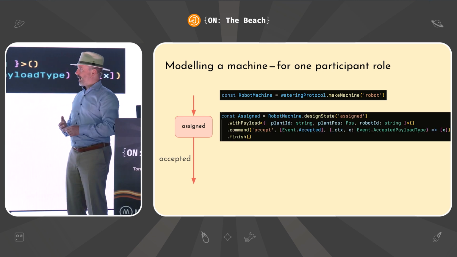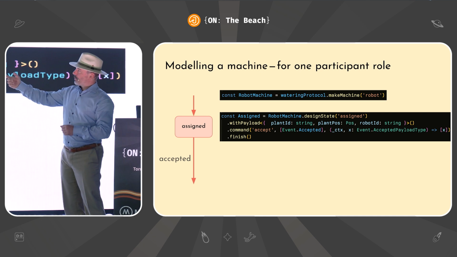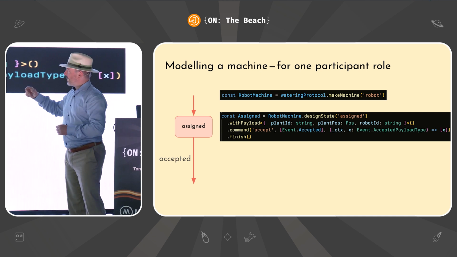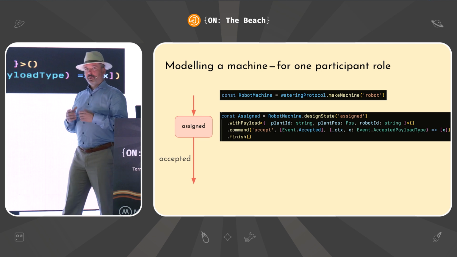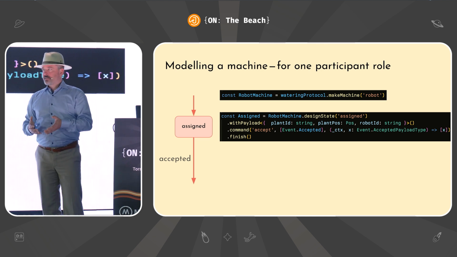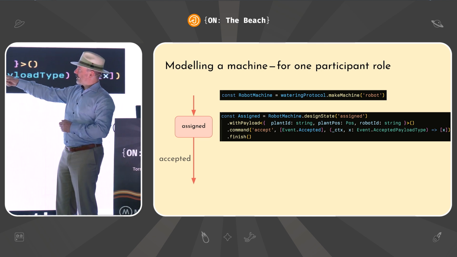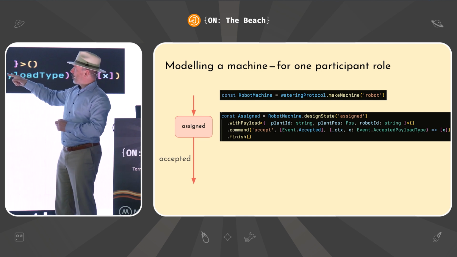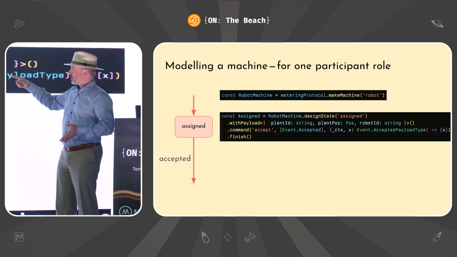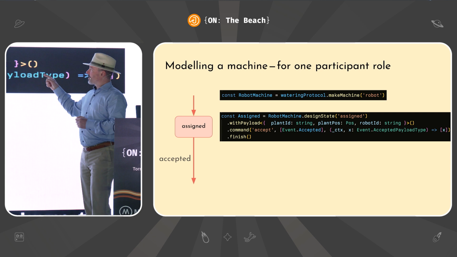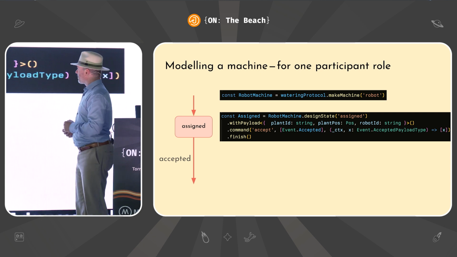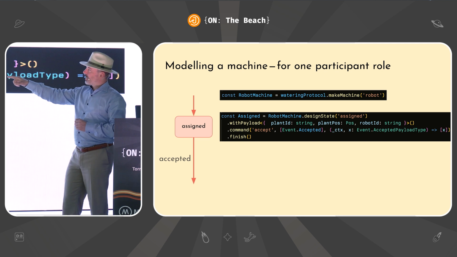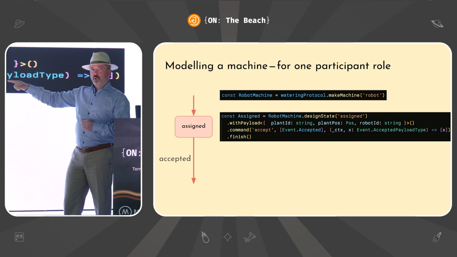We need to build up the graph. First, we describe the states in which this machine can be. So we design a state assigned. It has some payload data. The payload data is, what do we know in this state? We know the plant ID that wants the water. We know the plant position, so where we need to bring the water. And in the assigned state, we also know the robot ID of who should provide the water. In this state, we can run the accept command, which will emit the accepted event.